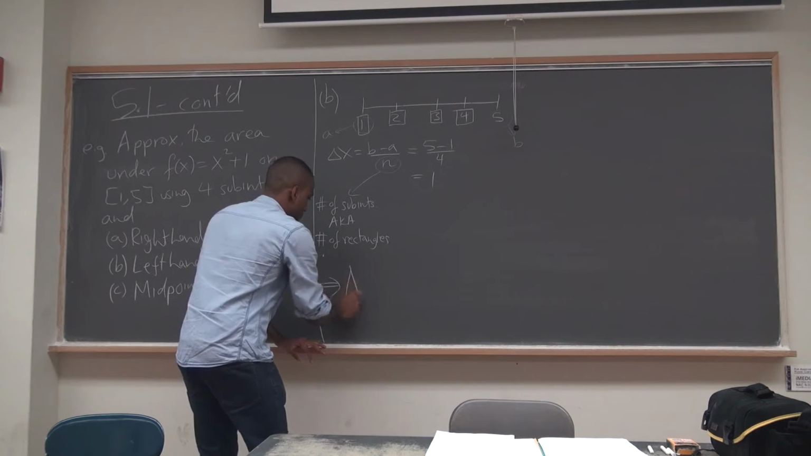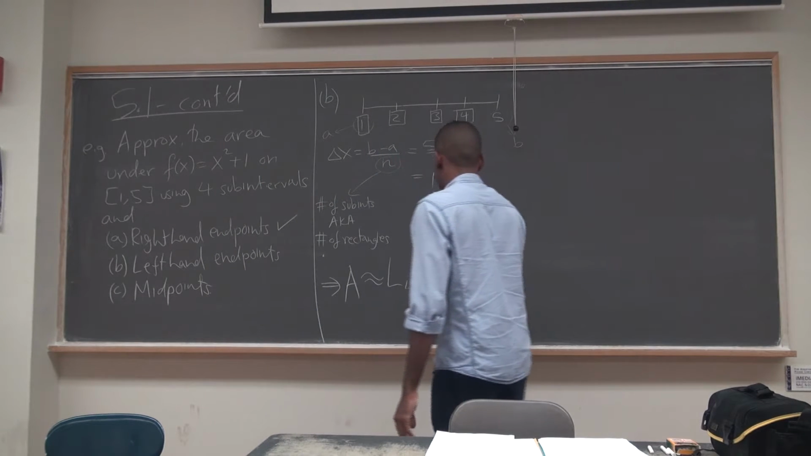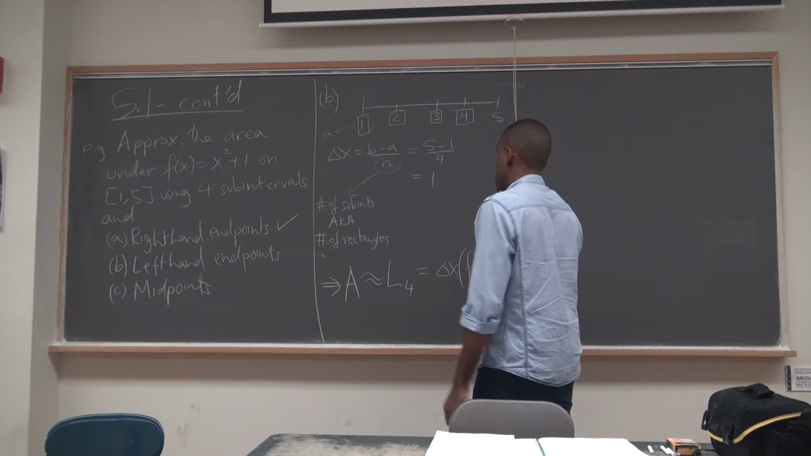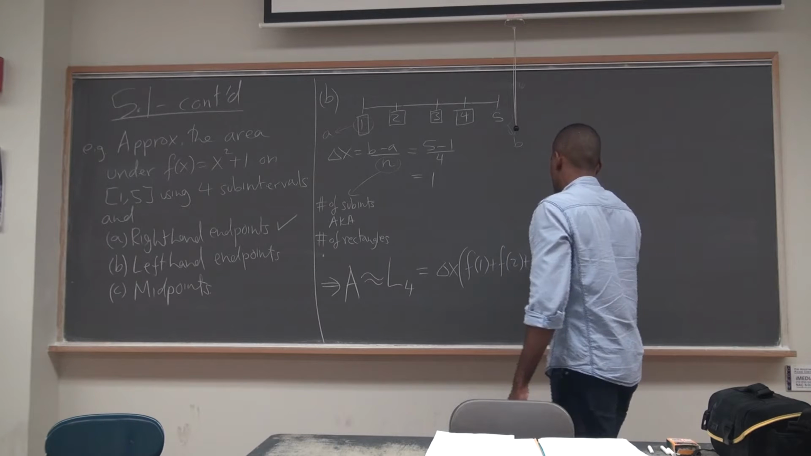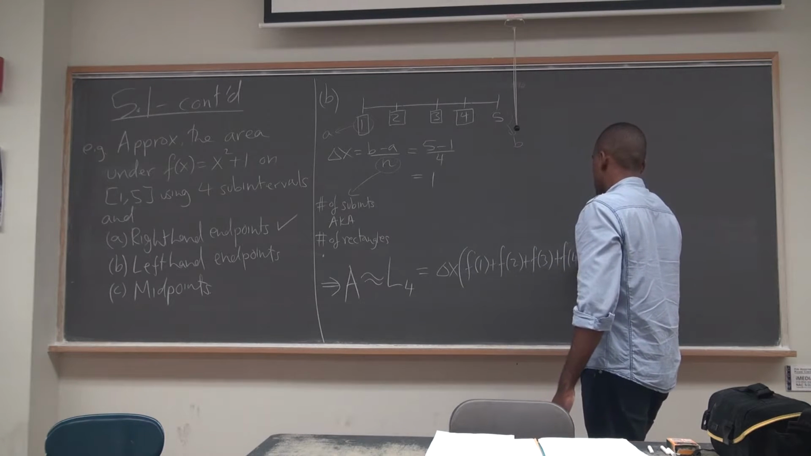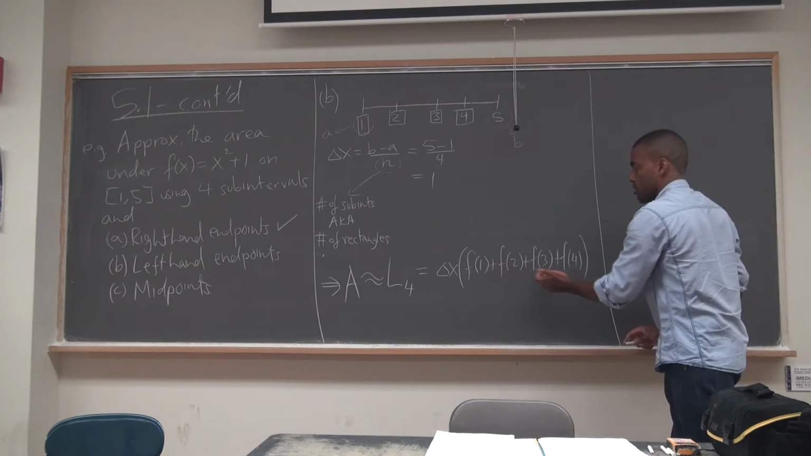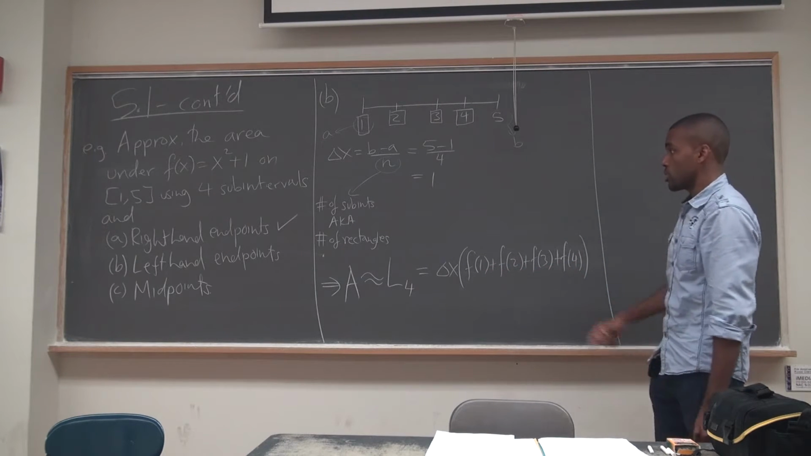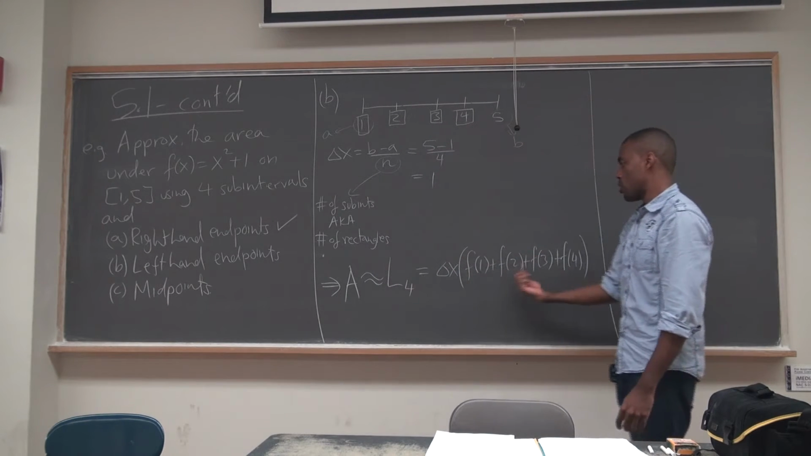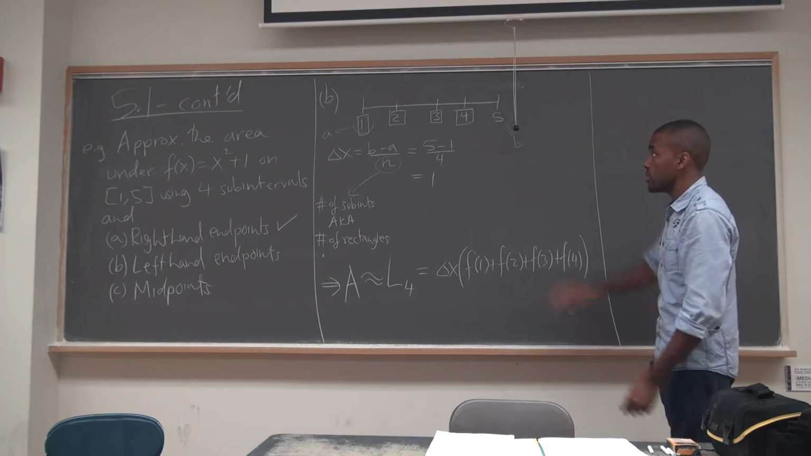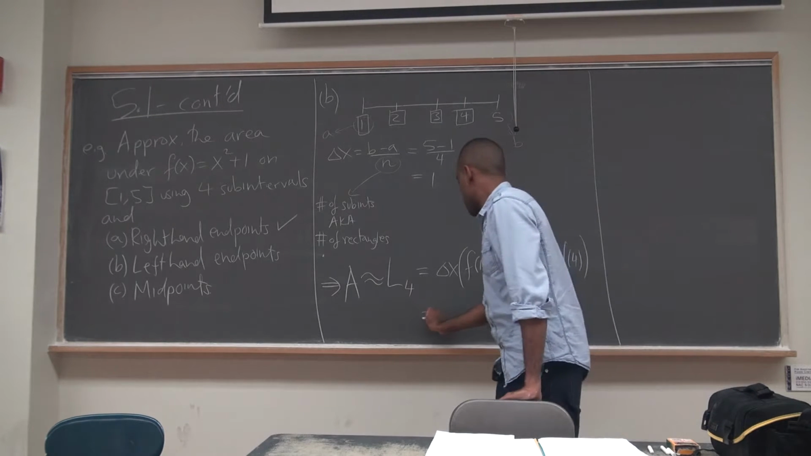this means that my area is roughly equal to the left-hand endpoint approximation with 4 rectangles, which is delta x times f of 1, f of 2, f of 3, f of 4. Notice that the only difference between this and the right-hand rule was the numbers that I plugged in. When I was doing the right-hand endpoints, I used 2, 3, 4, and 5. Now on the left, I'm going to use 1, 2, 3, 4, because those are all the ones on the left. 5 is left out because it's on the right side of the interval. And so delta x is just 1.